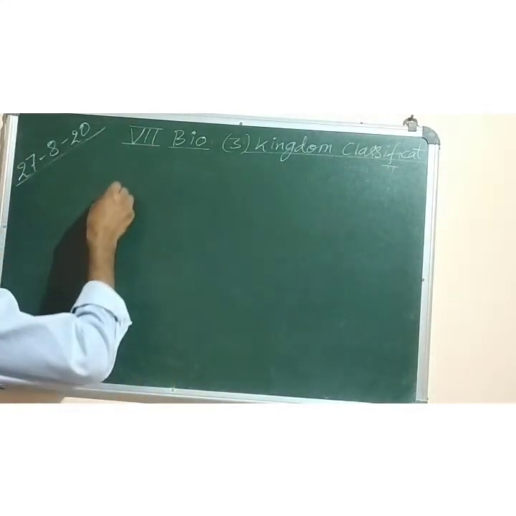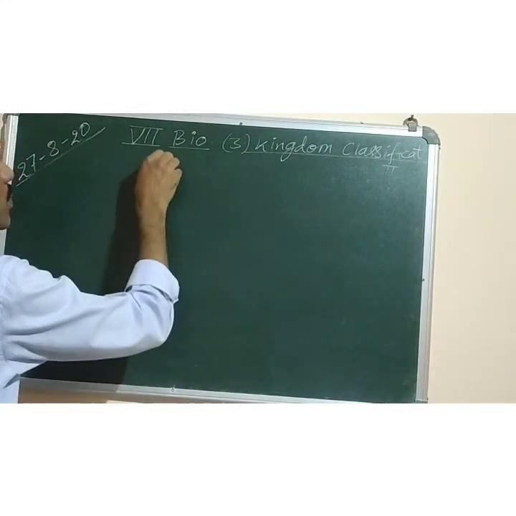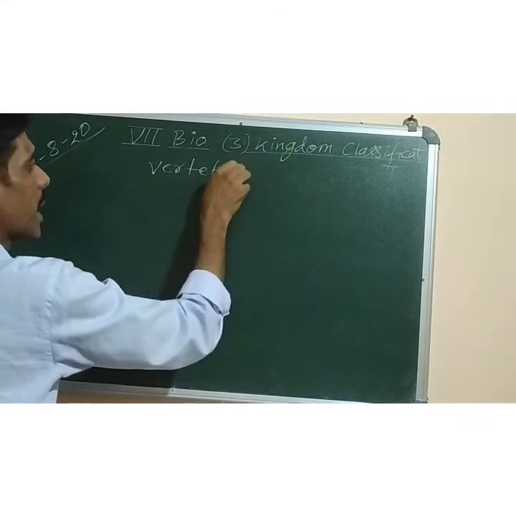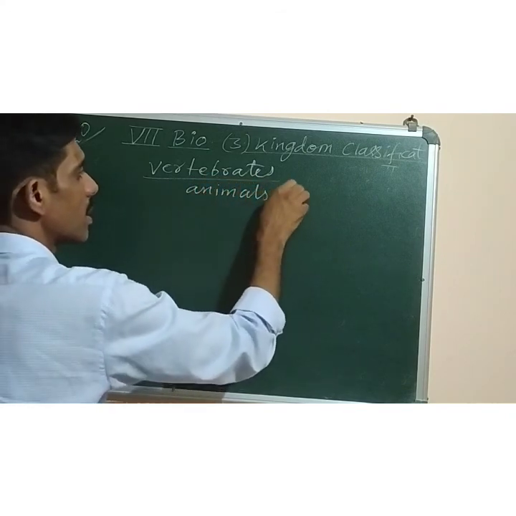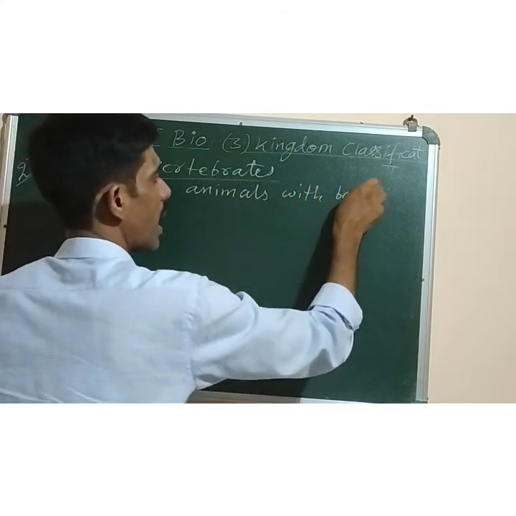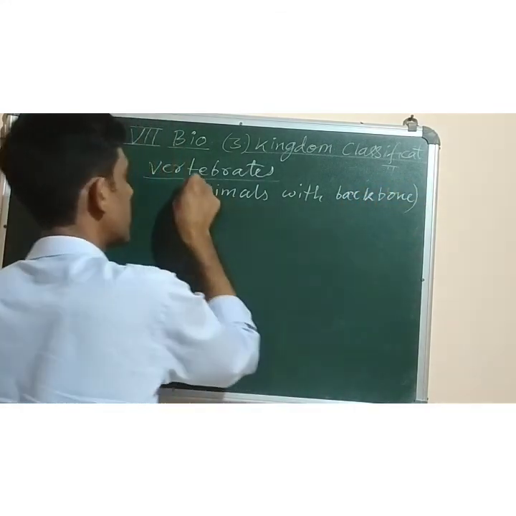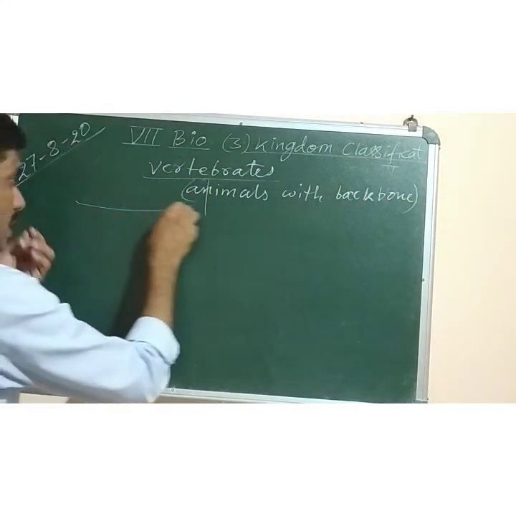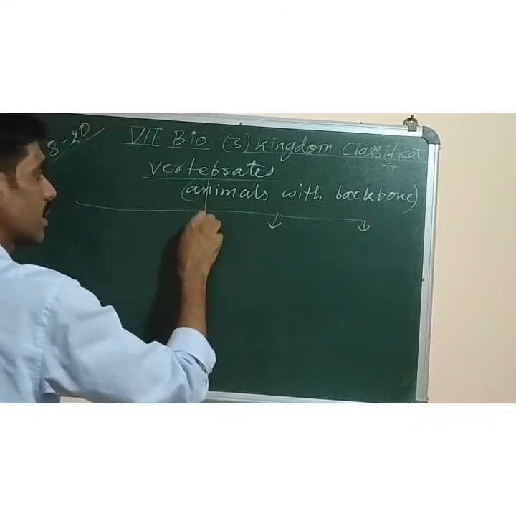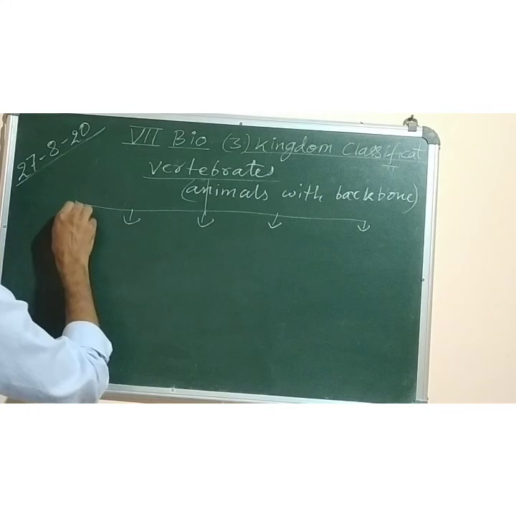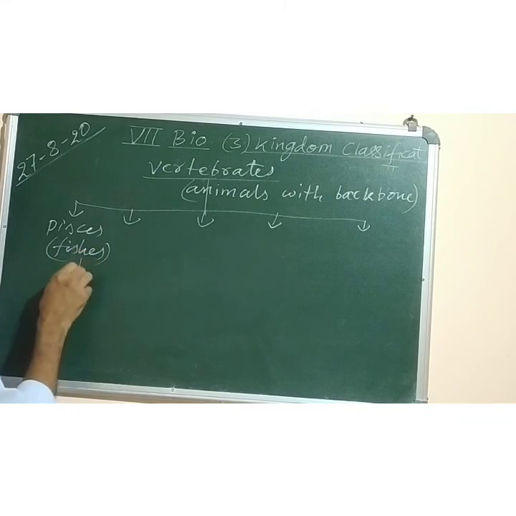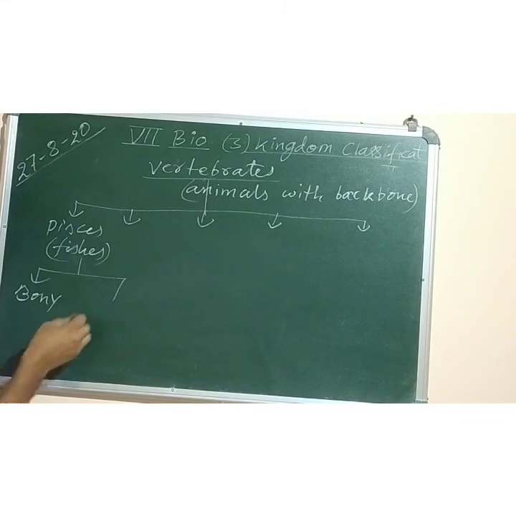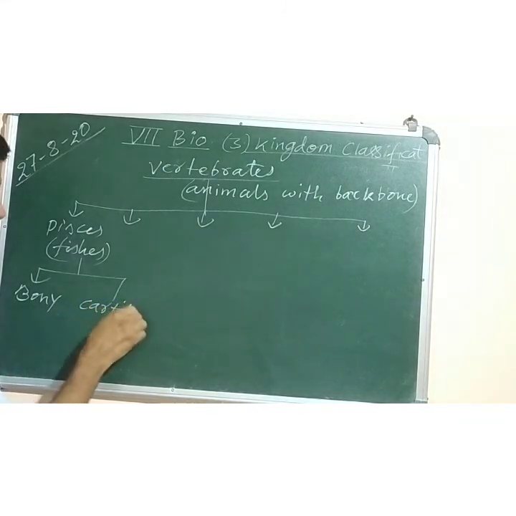Now what are we studying about? The group called vertebrates, that is, animals with backbone are called vertebrates. So that is the definition of vertebrates. Now they are further divided into how many classes? 5 classes are there. What are they? The first one is pisces, in which all the fishes are included, and there are 2 types of fishes according to their body: bony fishes, if their skeleton is made up of bones, or cartilaginous fishes, in which their body is made up of cartilage.